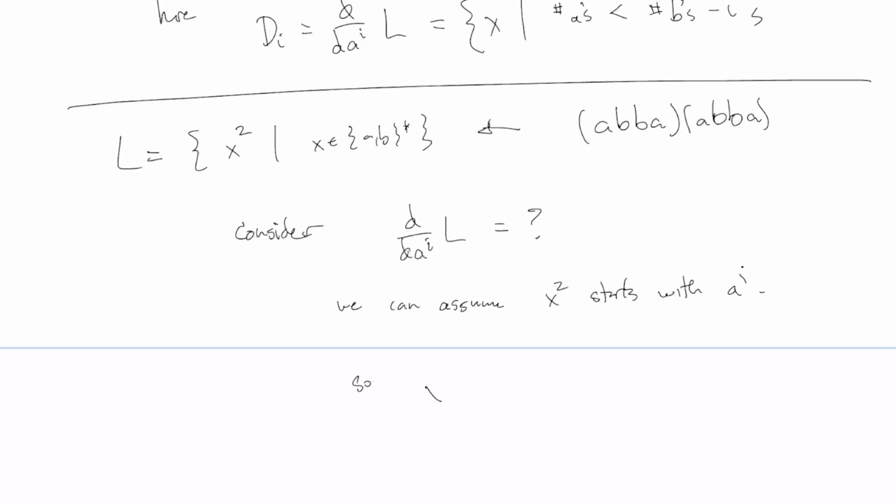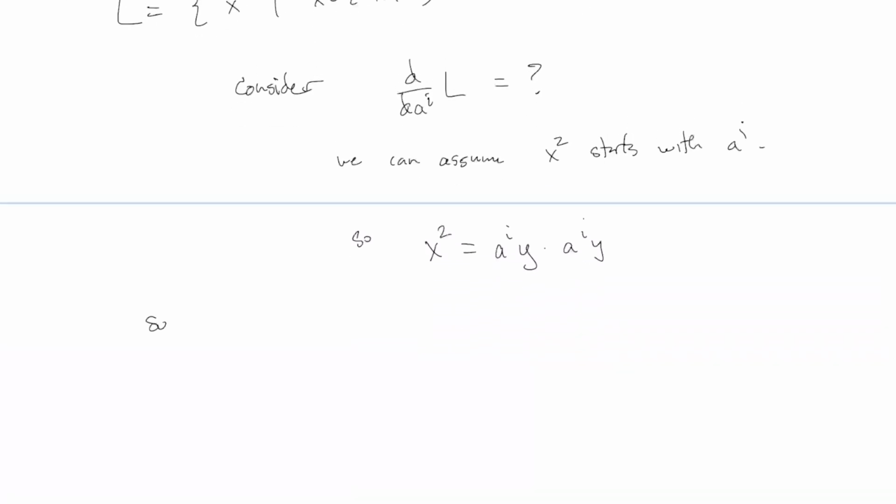I think we can say x squared looks something like A to the I followed by something else, y, and then A to the I, y again, because it has to be the square of something. And if that something starts with a bunch of A's, then the rest of it has to look like that. This is what it looks like if you have a square of something that also starts with a bunch of A's. And now it's clear what happens when you take the derivative of that string with respect to A to the I: the first A to the I gets canceled off, and then the rest of it remains.